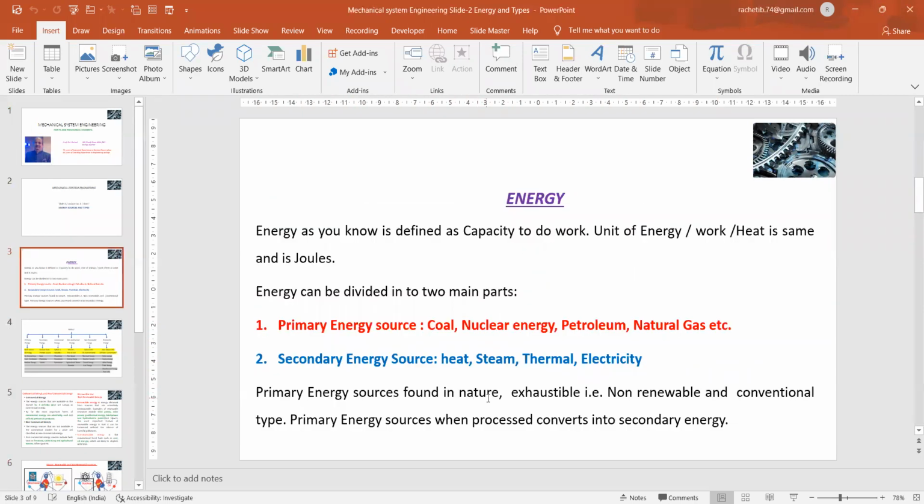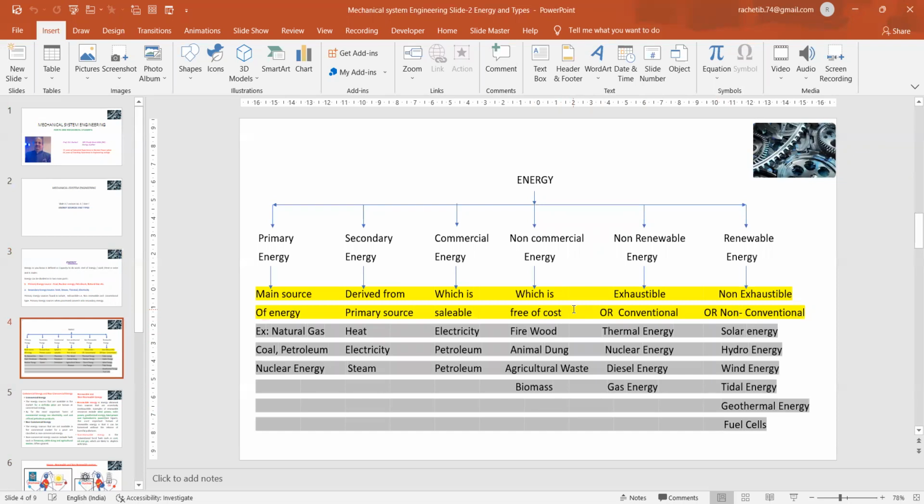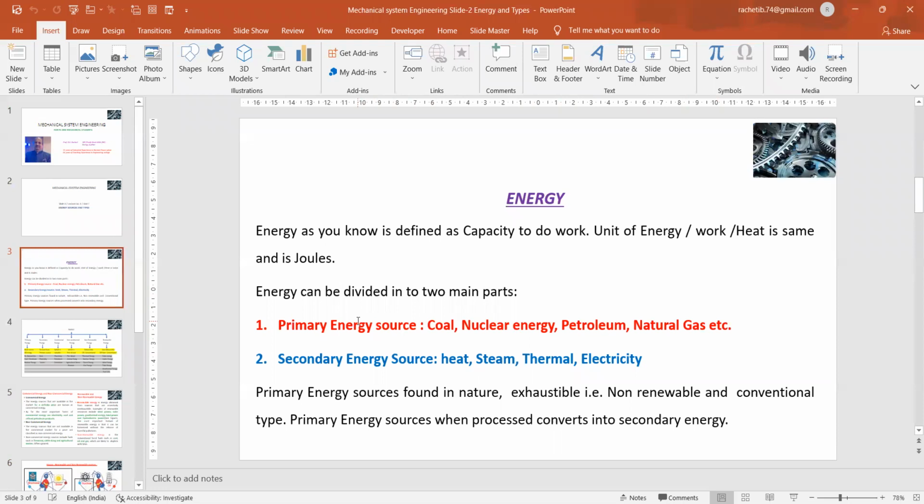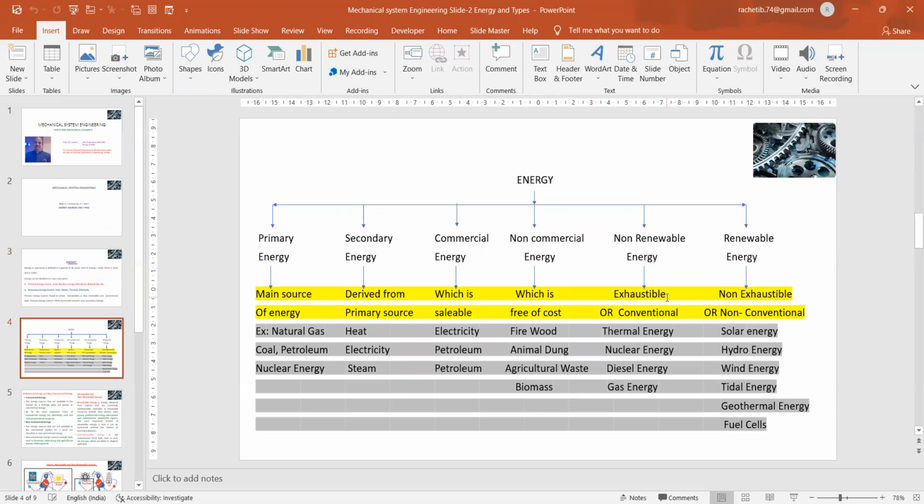Primary energy source is found in nature, exhaustible, that is non-renewable, that is conventional, which means it is going to deplete with respect to time. Primary energy sources, when processed, convert into secondary energy. So what are the types of energy we have seen? Primary energy, secondary energy, commercial energy, non-commercial energy, non-renewable energy, and renewable energy. So the main parts are primary energy and secondary energy source, and they can be further divided into commercial, non-commercial, non-renewable, and renewable sources.